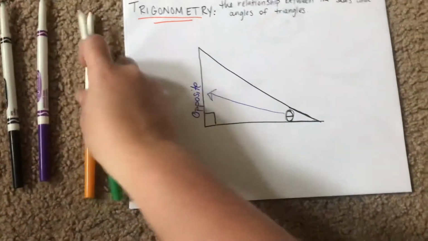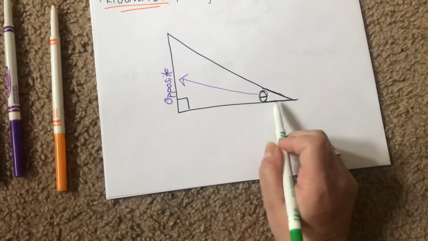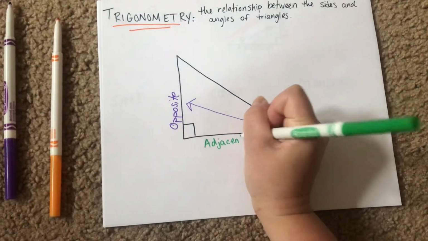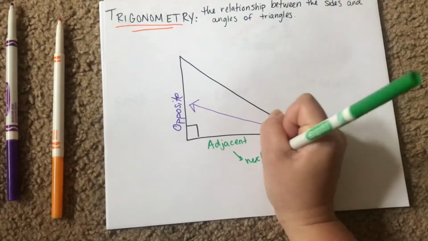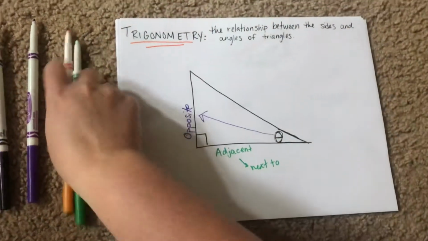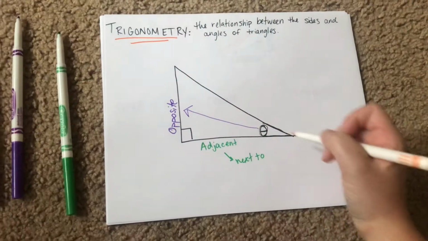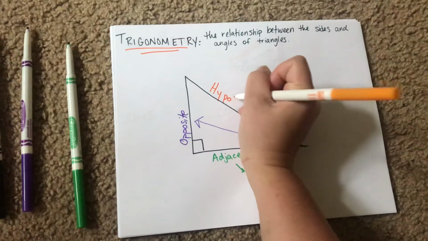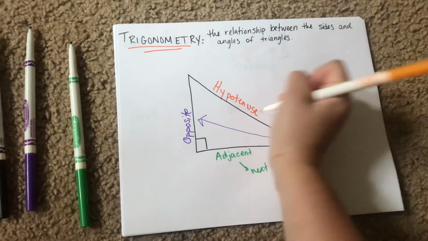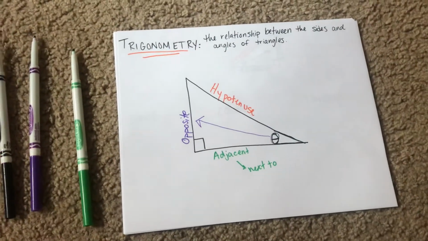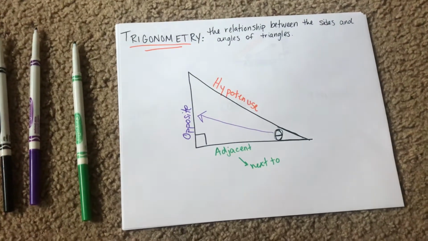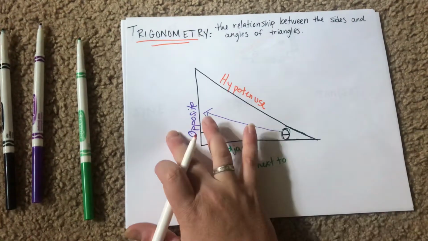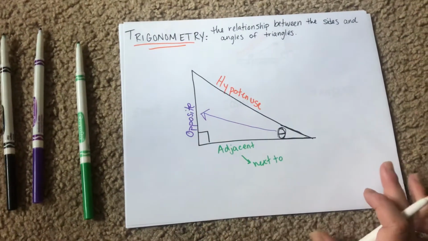We're also going to be talking about the side that is next to our angle. That would be our adjacent side. Adjacent means next to, as we've talked about before. And last but not least, we have the longest side that is across from our right angle. That one is our hypotenuse. All right, so that's going to be our basic triangle and the important sides to know. Whenever you come upon a triangle and we're talking about a certain angle, in this case theta, you're always going to want to label what's your opposite, your adjacent, hypotenuse. That's going to make everything easier.